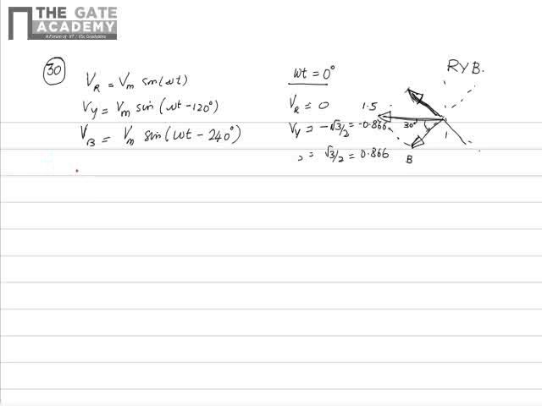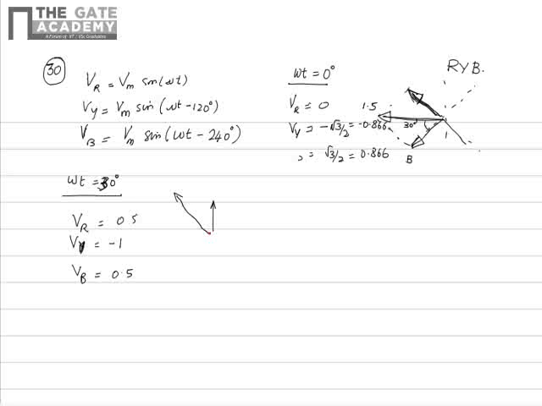Now let us consider the case when omega t equal to 30 degrees. So Vr equal to 0.5, Vy equal to minus 1, and Vb equal to 0.5. Let us consider the phasor and see how the resultant magnetic field is like. Vr equal to plus 0.5 will be in this direction, and Vy equal to minus 1 will be in this direction.